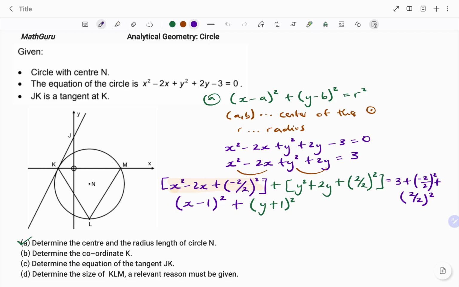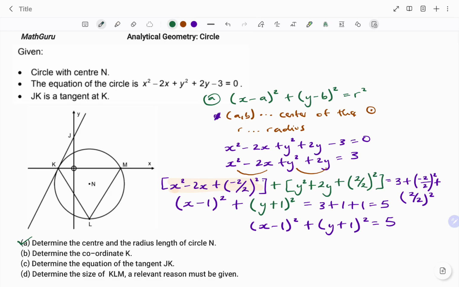I've been able to complete the square on my left hand side. I'm going to simplify my right hand side. That's going to be 3 plus negative 2 divided by 2 all squared, that's 1, and then plus 1, and that will give me 5. So if I write that nicely, that's going to be (x minus 1) all squared plus (y plus 1) all squared equals 5.